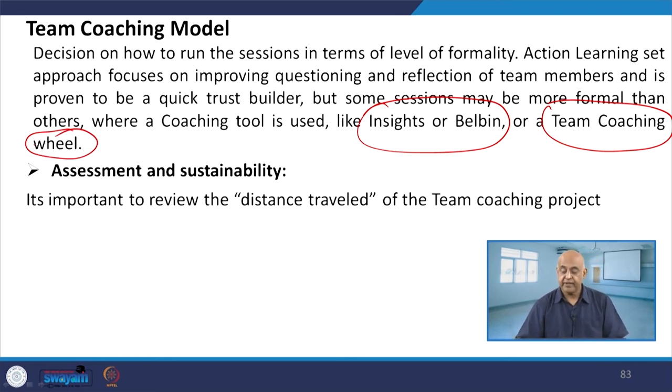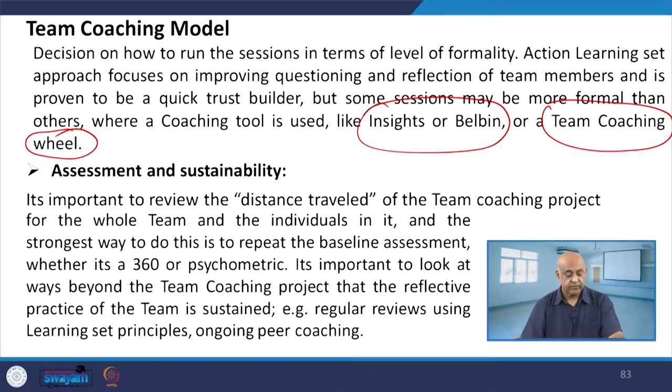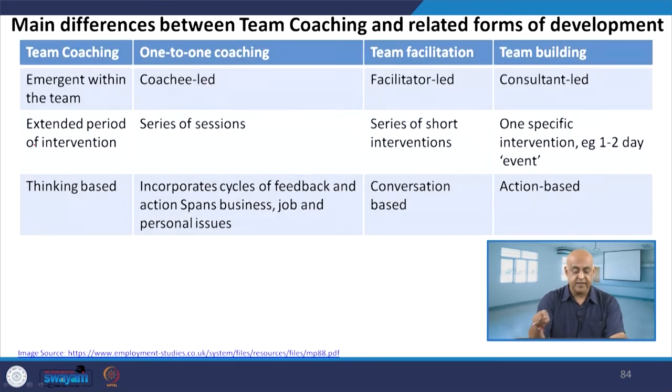Whenever you are having the team coaching wheel or Insights or Belbin, this coaching tool can be used. And for assessment and sustainability, it is important to review the distance traveled of the team coaching project, for the whole team and the individuals in it. The strongest way to do this is to repeat the baseline assessment, whether it is a 360 or psychometric. It is important to look at ways beyond the team coaching project so that the reflective practices of the team are sustained. An example is regular reviews using learning set principles and ongoing peer coaching, right. So, therefore, this assessment and sustainability has to be there.